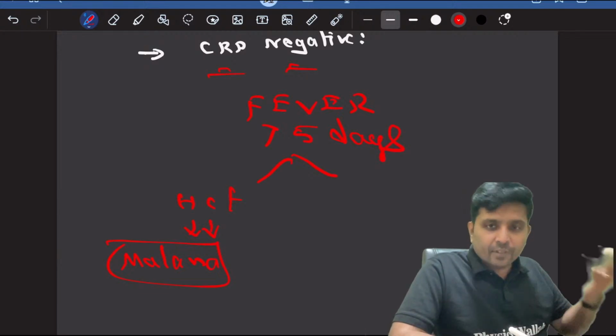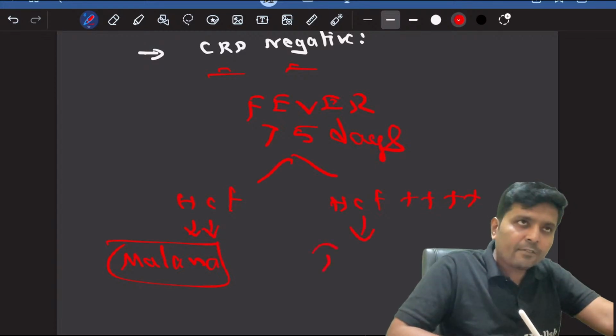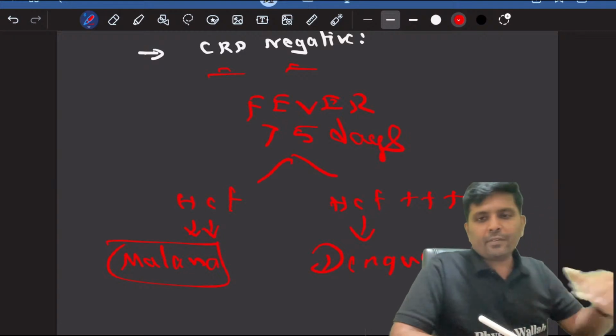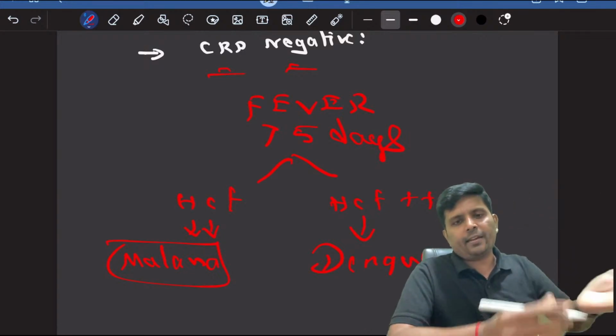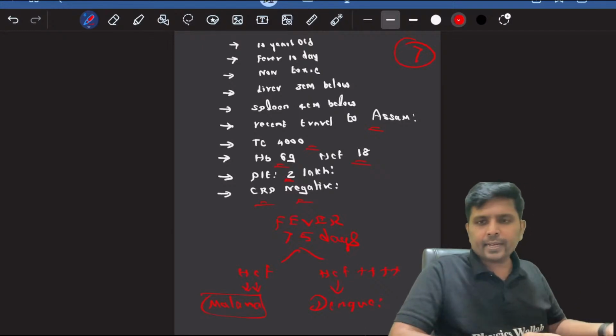Whereas fever lasting for more than 5 days, and if your hematocrit is high, think in terms of dengue. So fever plus high hematocrit, dengue. Fever plus low hematocrit, malaria. Okay? Thanks.